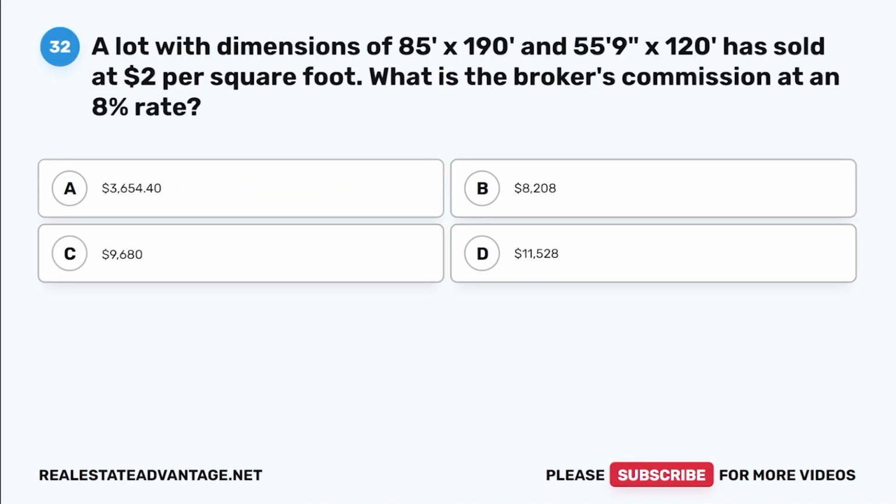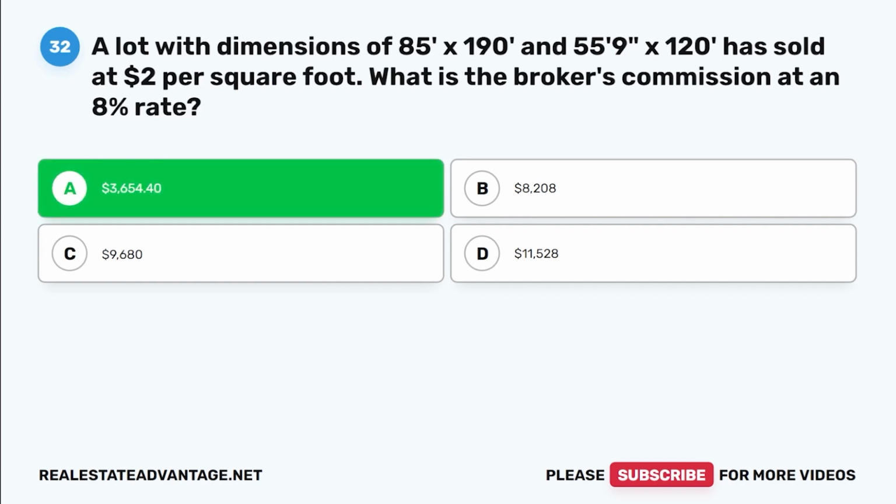local government. Question 32. A lot with dimensions of 85 feet times 190 feet and 55 feet 9 inches times 120 feet has sold at $2 per square foot. What is the broker's commission at an 8% rate? A. $3,654.40. B. $8,208. C. $9,680.60. D. $11,528. The correct answer is A.